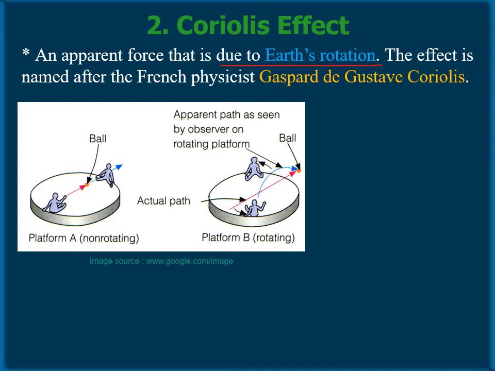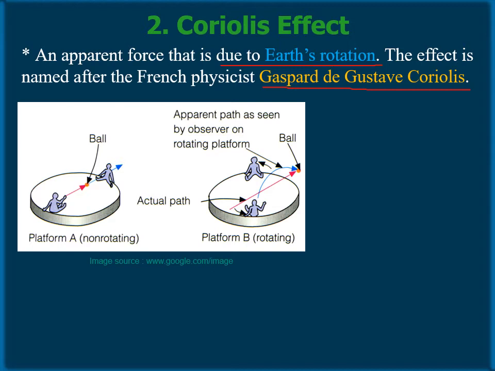This deviation of the direction of wind is a result of the Earth's rotation, and it has been named the Coriolis effect. The effect is named after the person who first mathematically expressed this deviation of wind when wind travels across latitudes, the French physicist Gaspard-Gustave Coriolis. Now, what happens in the Coriolis effect?